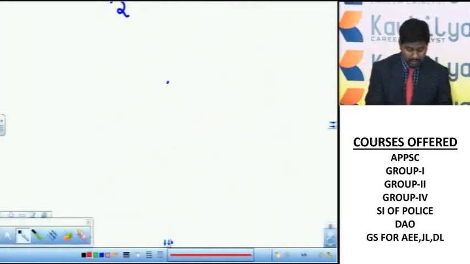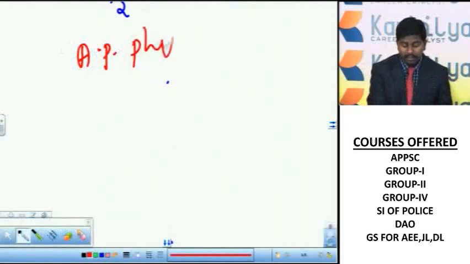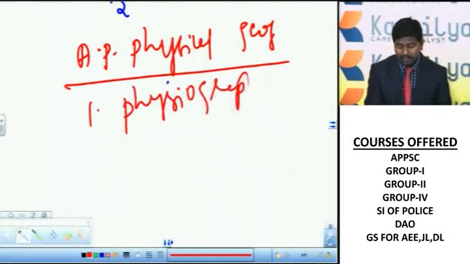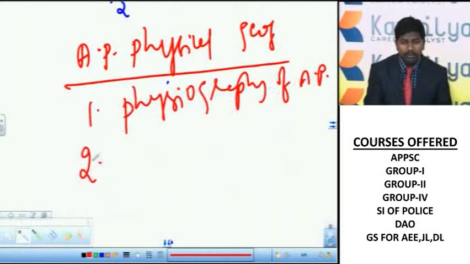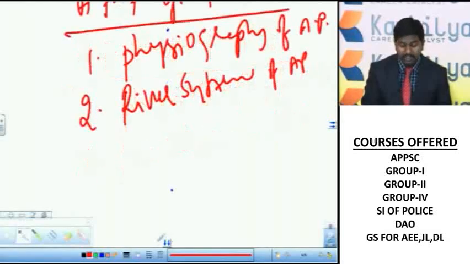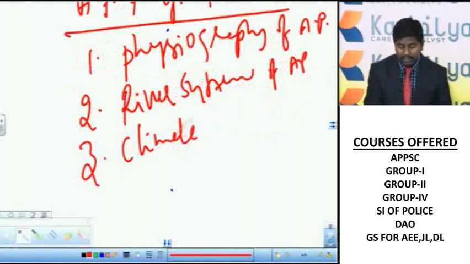like this. If you take up AP Physical Geography, the topics will be, first, the physiography of Andhra Pradesh. Number 2, the river system of Andhra Pradesh, so the different rivers in Andhra Pradesh. Then the climate of Andhra Pradesh.